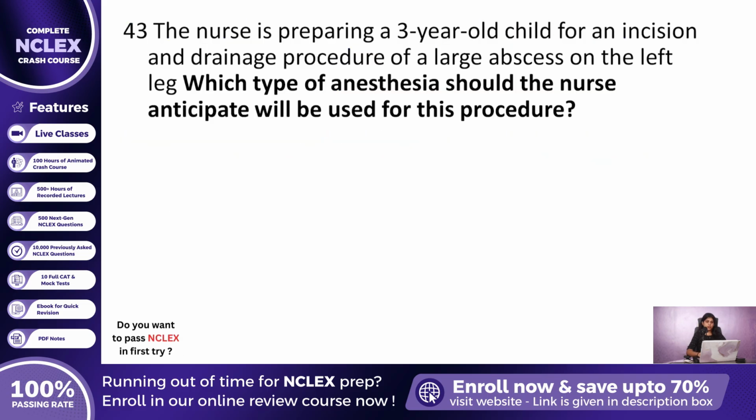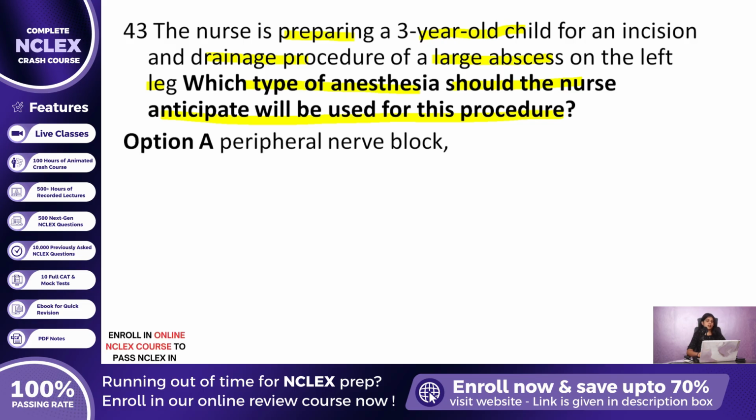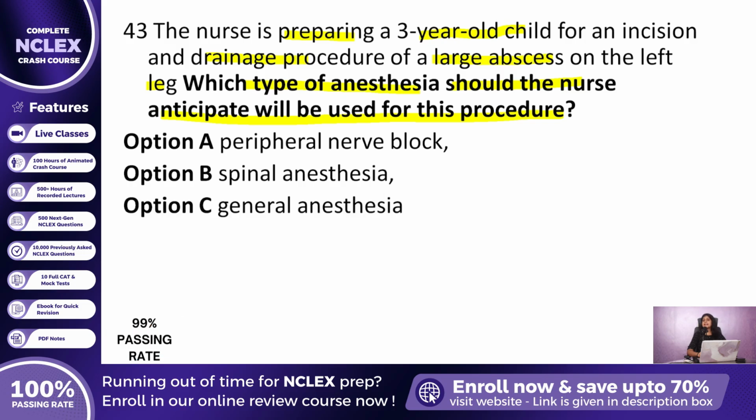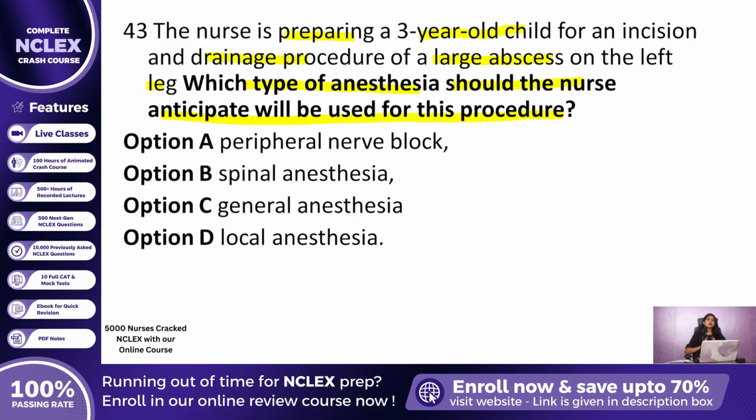Let us now move on to question 43, which focuses on pediatric anesthesia. The nurse is preparing a 3-year-old child for an incision and drainage procedure of a large abscess on the left leg. The question is, which type of anesthesia should the nurse anticipate will be used for this procedure? Here are the options. Option A, peripheral nerve block, option B, spinal anesthesia, option C, general anesthesia, and option D, local anesthesia. The correct answer is option C, general anesthesia.